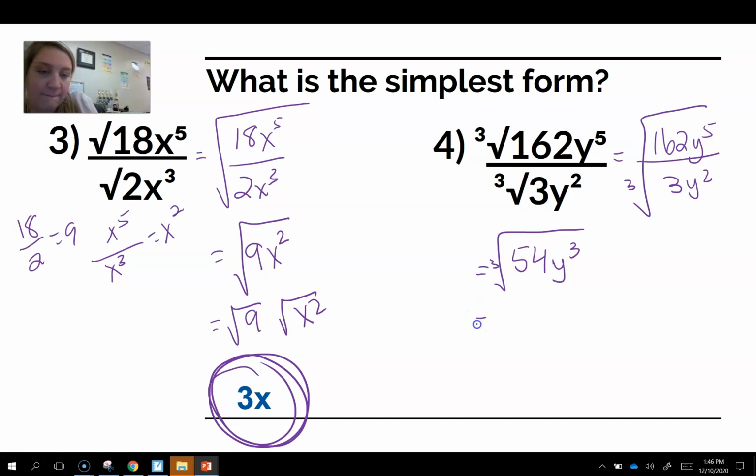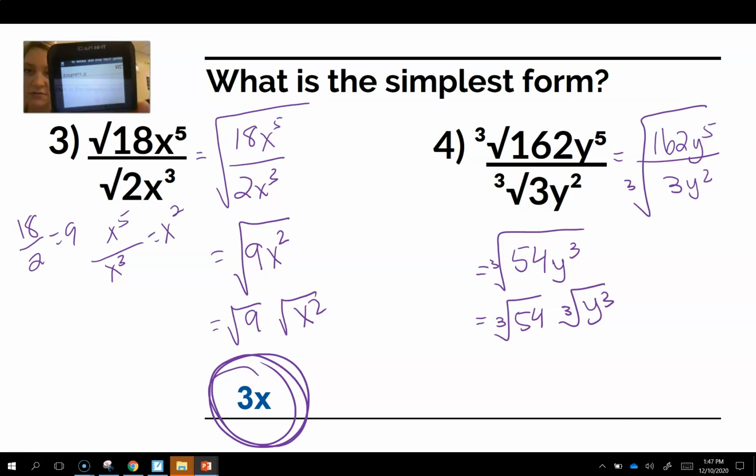Okay. I can split this up to the cube root of 54 and the cube root of y cubed. So the cube root of 54 means something times itself 3 times gives me 54. If I go into my calculator, math, cube root 54, see how I get a decimal? So it doesn't always give you a perfect cube.